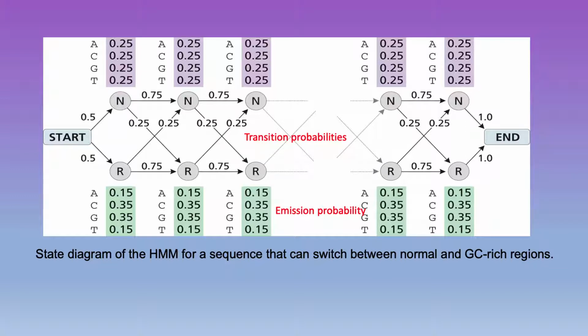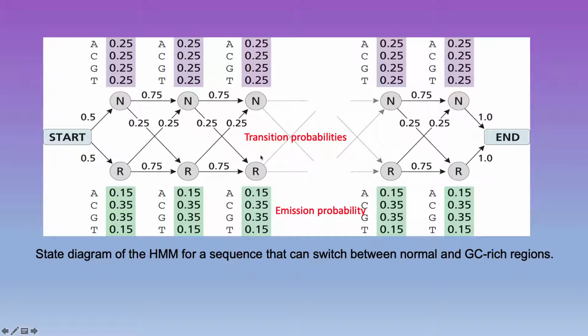So here's an example of a state diagram for an HMM for a sequence, showing where you might have a sequence that switches between, say, a normal region and a GC-rich region, right? And so I think one of the things I want to point out to you here is that we have these different states. We define the movement between these different possible states, whether you're in a normal region or a GC region.